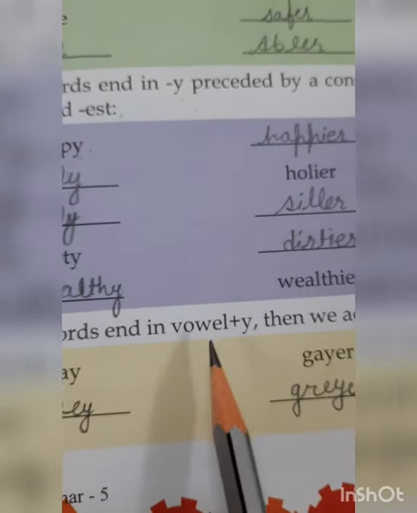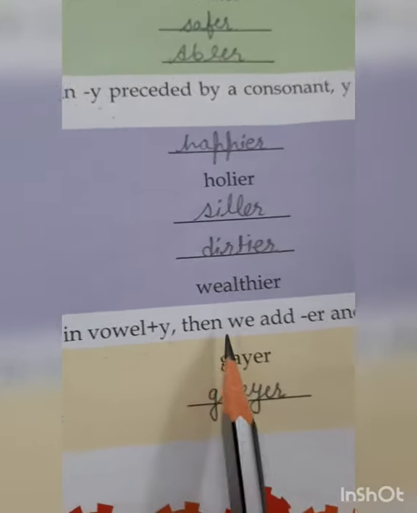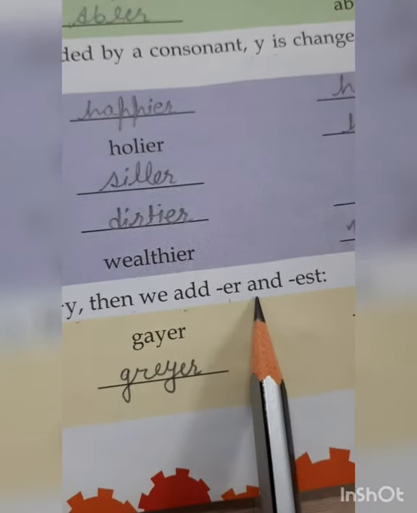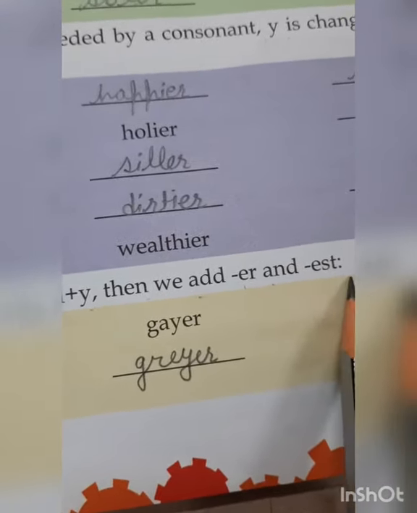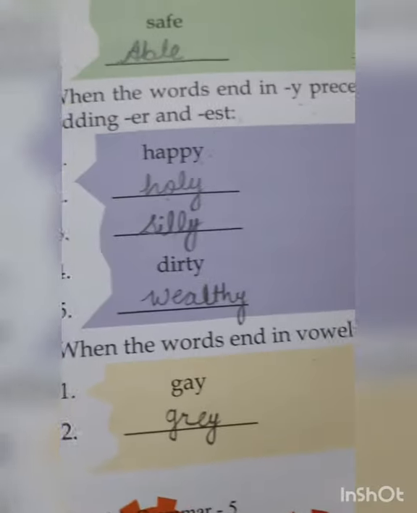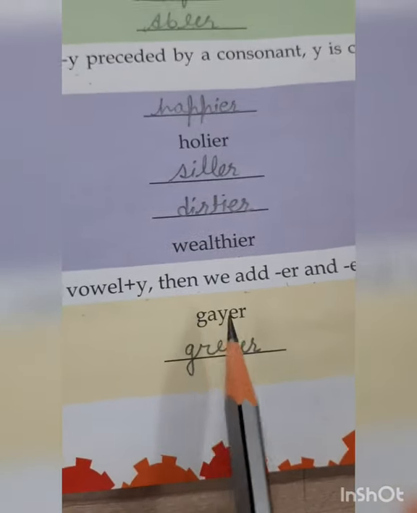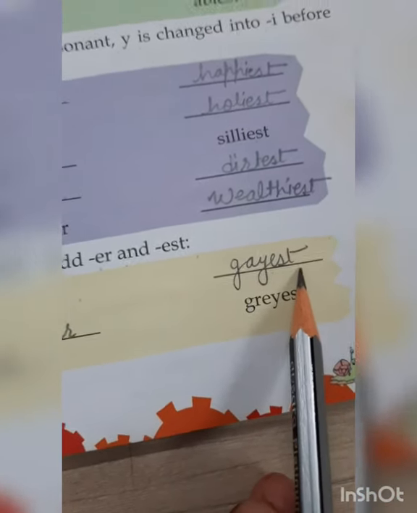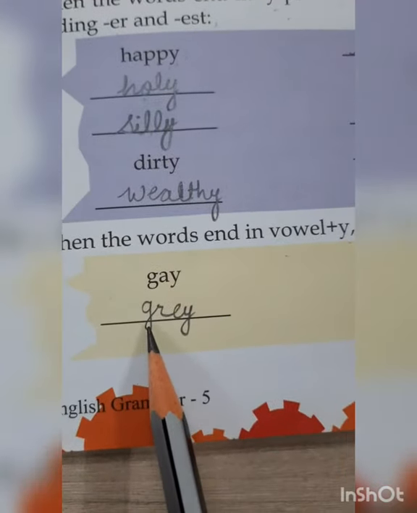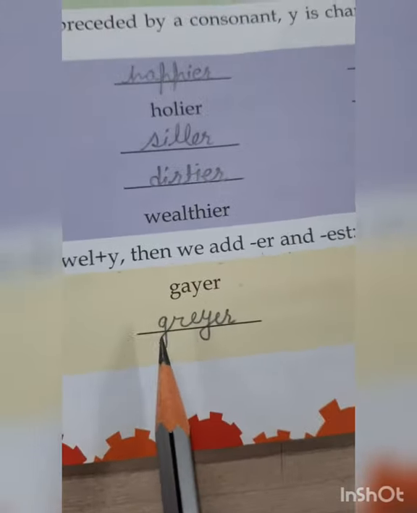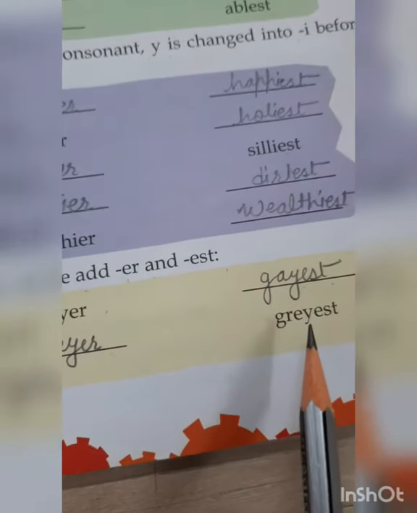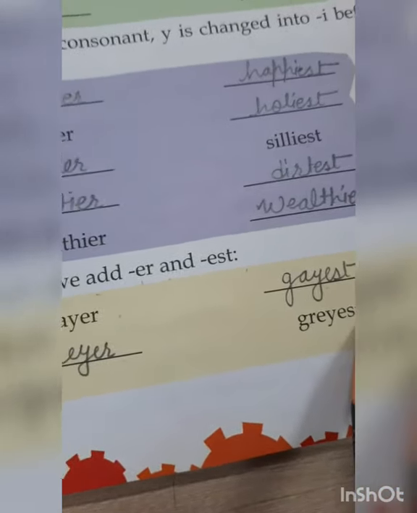Now, when the words end in vowel plus Y, then we add er and est. See, G-A-Y, gay; G-A-Y-E-R, gayer; G-A-Y-E-S-T, gayest. Grey, G-R-E-Y, grey; G-R-E-Y-E-R, greyer; G-R-E-Y-E-S-T, greyest.